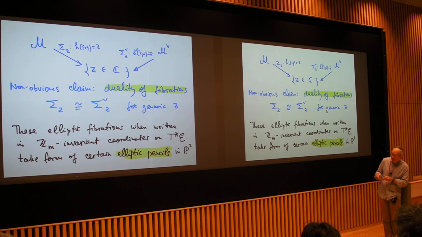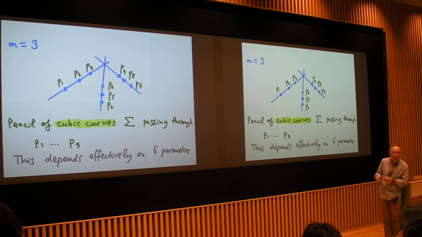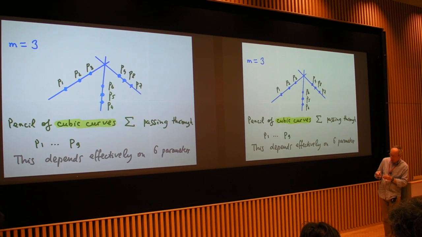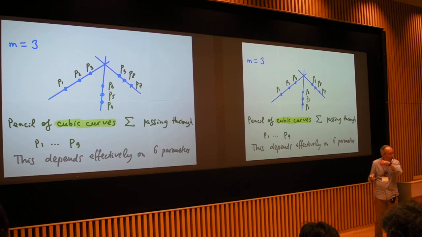But these fibrations geometrically have a nice description. These all are elliptic pencils. For m equals 3, it's a fairly standard elliptic pencil of this kind. In the projective plane P2, you take three lines, the second and a point, and you choose three points on each line, so 9 base points.